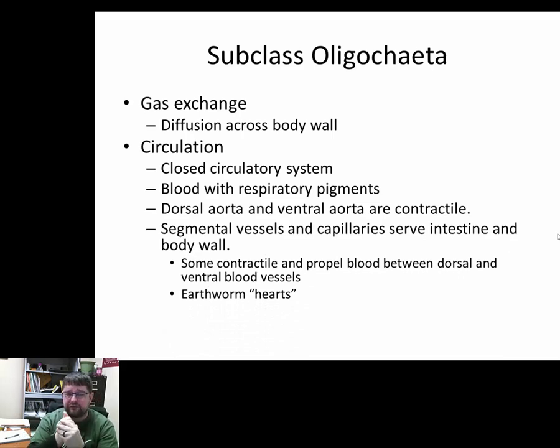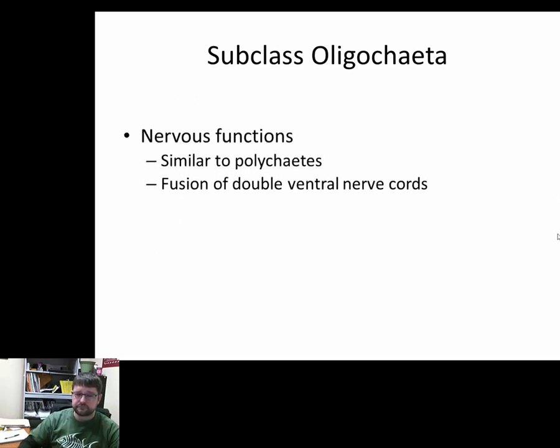Just like polychaetes, you have vessels and capillaries which are associated with both the intestine and the body wall. So the body wall is for gas exchange, the intestine for nutrient exchange. And again, like I said before, they have multiple hearts, which are basically just multiple chambers, which increase the pressure and can pump blood from one region of the body to the next.